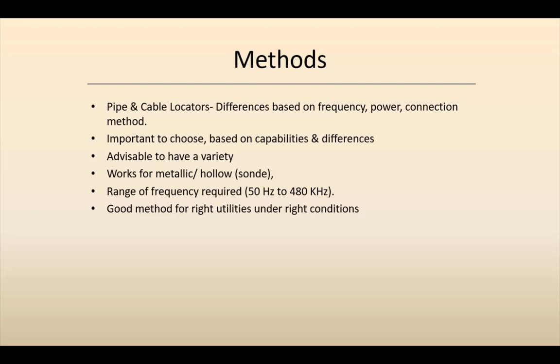Various methods which come under the geophysical domain are pipe and cable locators. There are differences based on frequency, power, connection methods. It's important to choose based on capabilities and differences. It's advisable to have a variety of frequencies. It works for metallic utilities, and in the case of hollow utilities, a sonde can be inserted in the utility and can be used with pipe and cable locators. The range of frequency required is generally 50 Hz to 480 kHz. And it's a good method for the right utilities under the right conditions. So this is a very popular method, pipe and cable locators, when it comes to SUE operations.